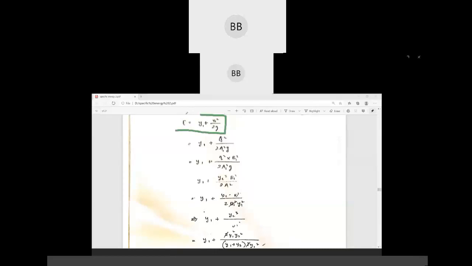Specific energy is y1 plus v1 square by twice g. So again, that v we are replacing by Q by A, similarly to what we did in the previous case. That velocity we are going to replace by discharge by area. Then we replace that discharge; per unit width is q.